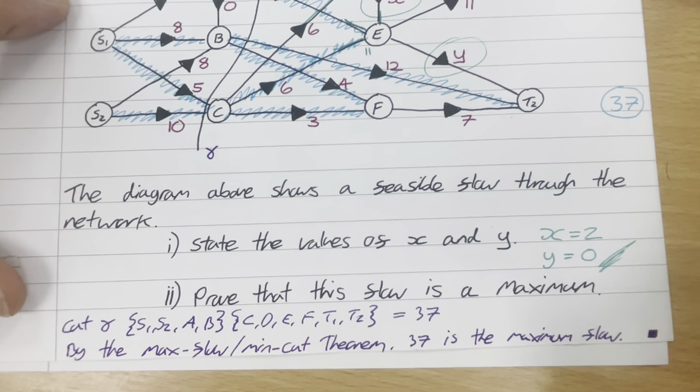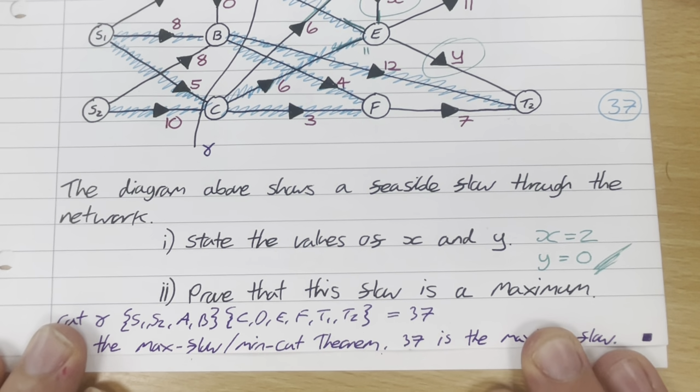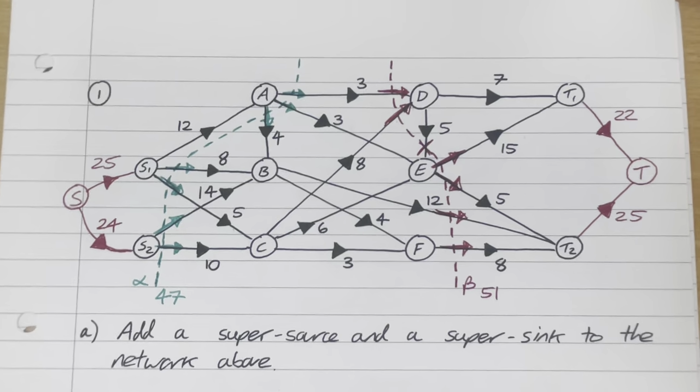You don't need to prove the theorem itself. You assume it's true for this course. Okay, so we found a cut that's 37. The flow is 37. So therefore, that is both the maximum flow and the minimum cut. All right, so that was the first question.